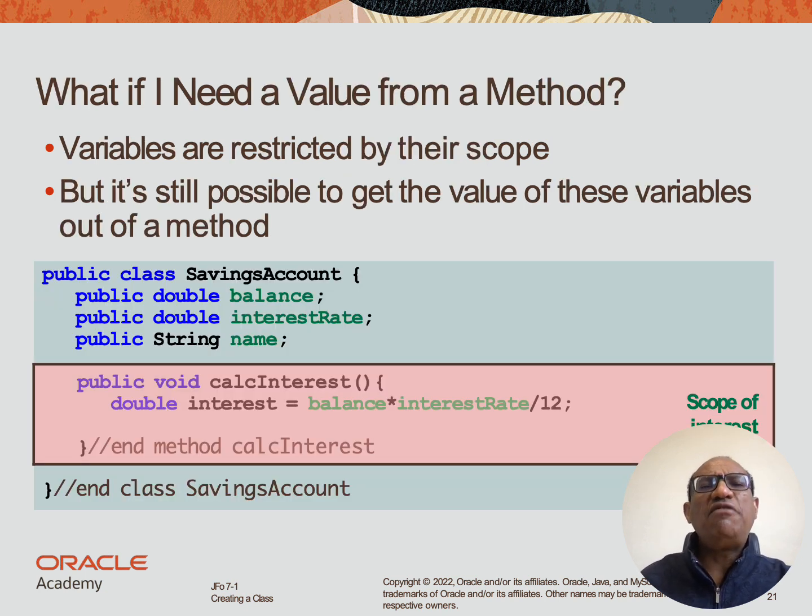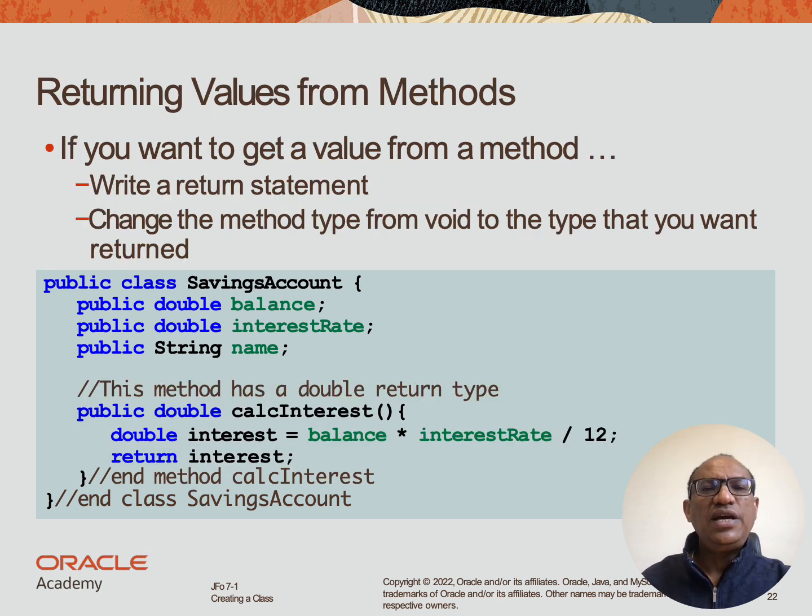Sometimes you want to get a value from a method, like calculating interest. But variables inside a method don't exist outside. So how do you get them out? With a return statement. Here is how to return a value. Use the keyword return in combination with the value to be returned, such as return interest. Now, other classes can use this value.